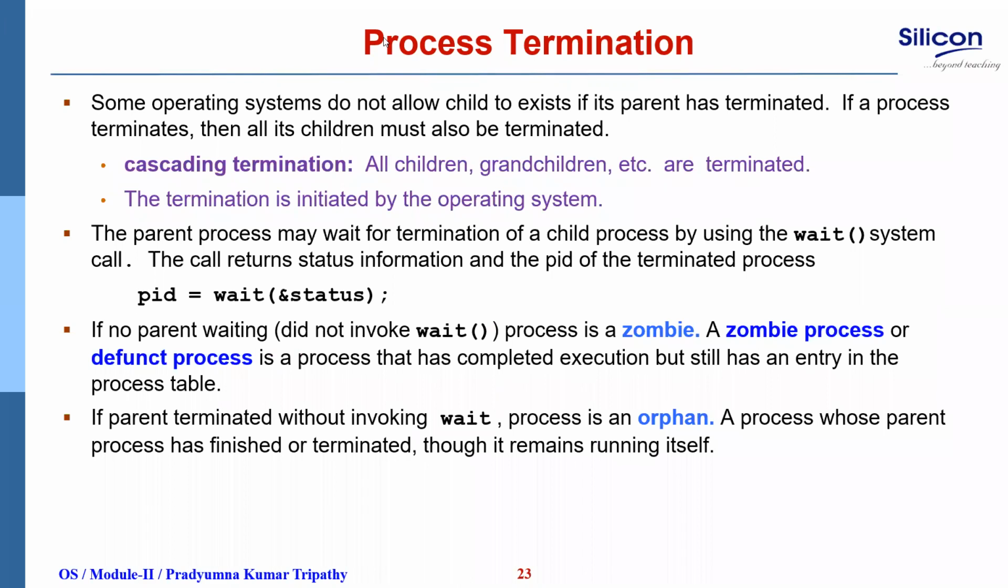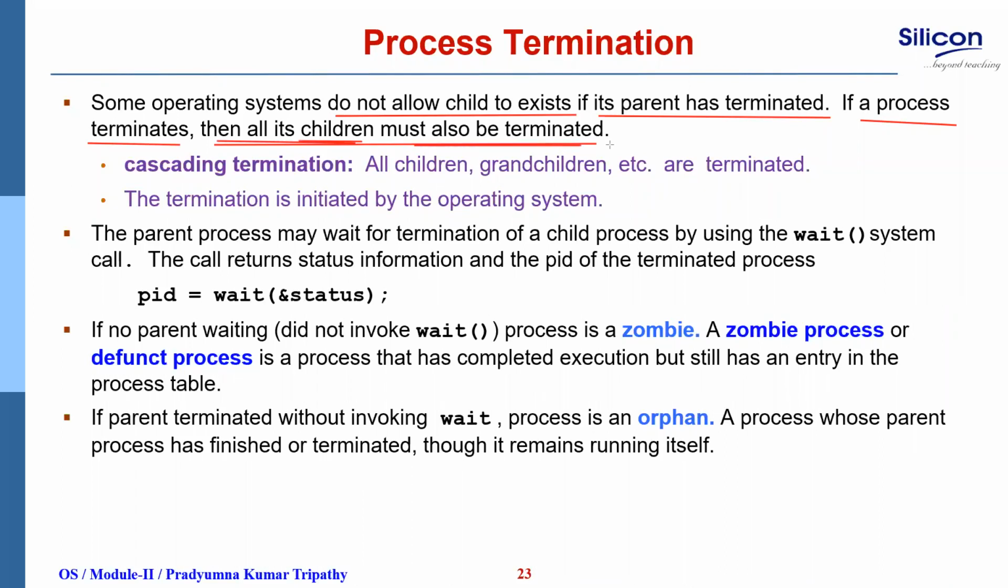Here it says some operating systems do not allow a child to exit if its parent has terminated. If the parent has terminated, it will not allow the child to exit. So what you have to do is, if a process terminates, then all its children must also be terminated.